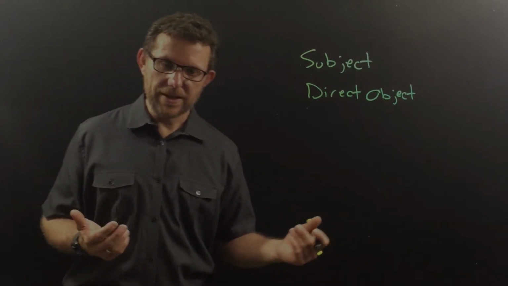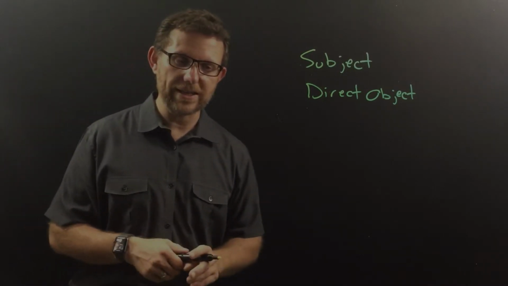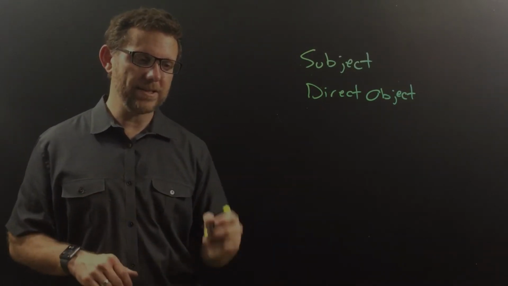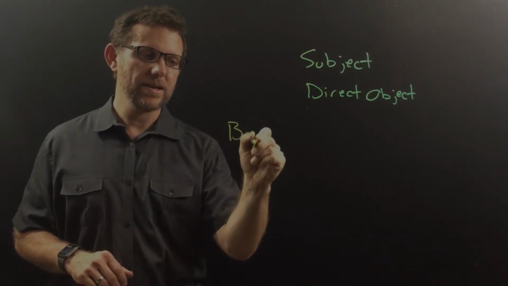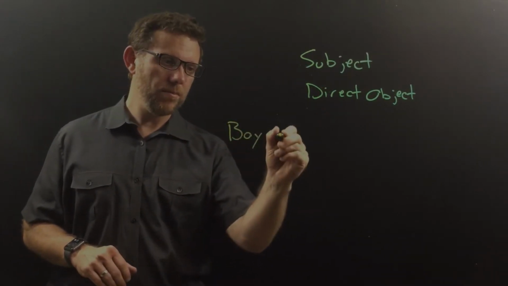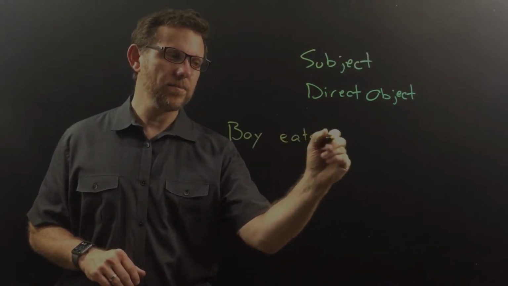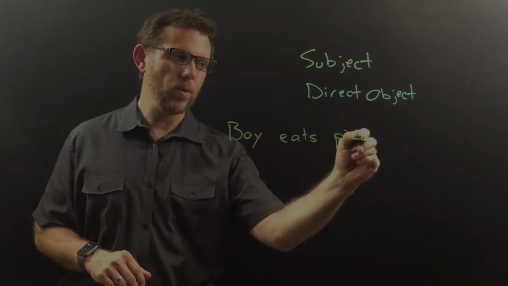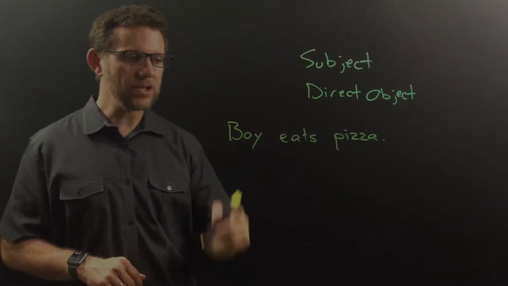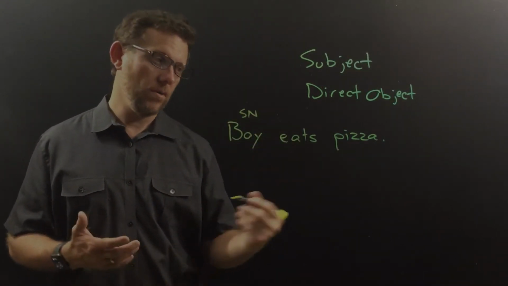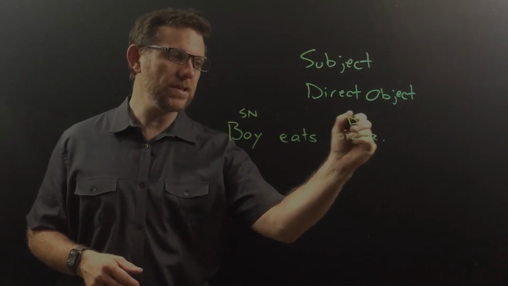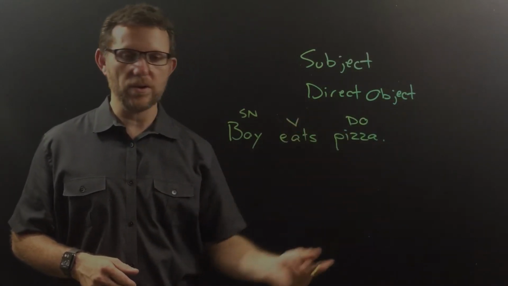So for instance, let's pretend that English were as highly inflected as Latin. Let's take, for instance, this simple sentence, and we're going to leave the articles out of this sentence since Latin doesn't have articles. Boy eats pizza. Now in English, we know that boy is the subject of the sentence because it comes before the verb. We know that pizza is the direct object of the sentence because it comes after the verb.